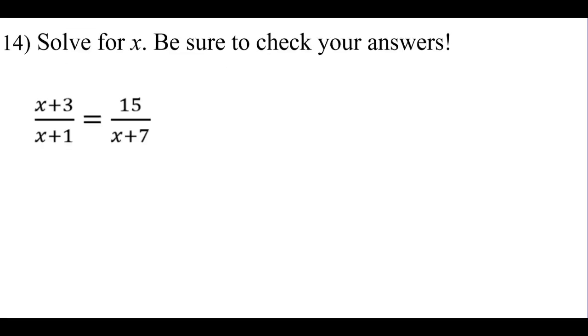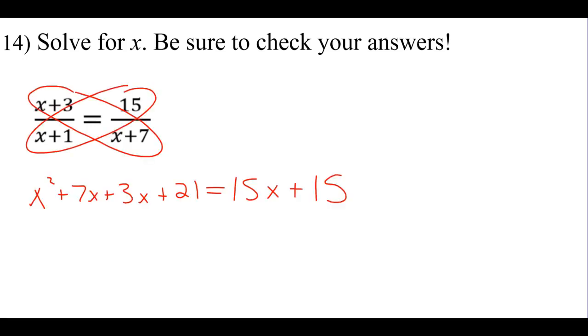All right, last one for today. Solve number 14, cross multiply. So when you cross multiply the first step there, x plus 3 times x plus 7, you've got to FOIL that out, would be x squared plus 7x plus 3x plus 21. Cross multiply the other way, 5 times x plus 1 is 15x plus 5. You can combine these, so 7x plus 3x would be 10x.